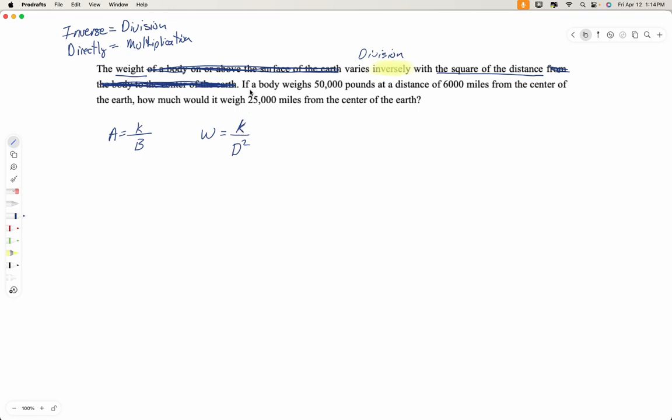Okay, so it says if a body weighs, so there's the weight. The weight is 50,000. So we put that in here. 50,000, where W equals K over what? Distance of 6,000. So that's 6,000. And we're going to square that. So this is weight and distance squared. We used this formula and we're going to substitute our values, and we're going to use that to find the constant K. Then we're going to take that constant K and apply it to a second scenario that will give us the weight given a certain distance.